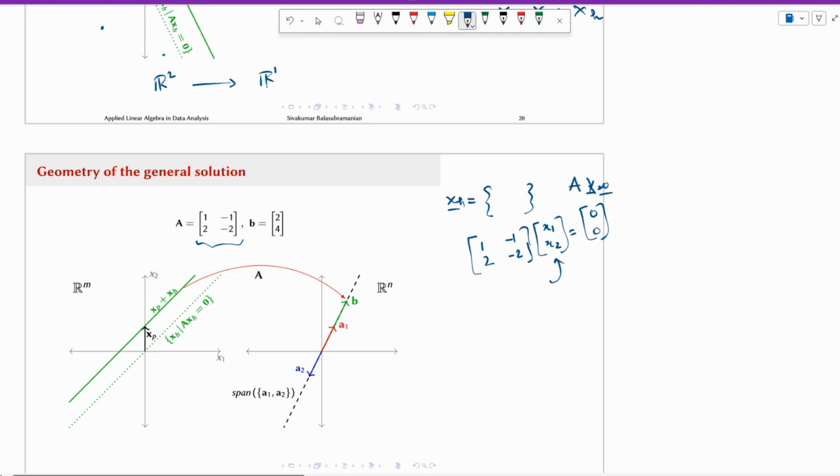1, 1, 2, 2, 3, 3. Well, anything of this form. So all vectors of this form, for different values of alpha, form the homogeneous solution for this system of equations, and that's essentially this line. This dotted line is the set of all homogeneous solutions, and the set of all homogeneous solutions form a subspace, so it has to pass through the origin. It's a straight line passing through the origin in R2.